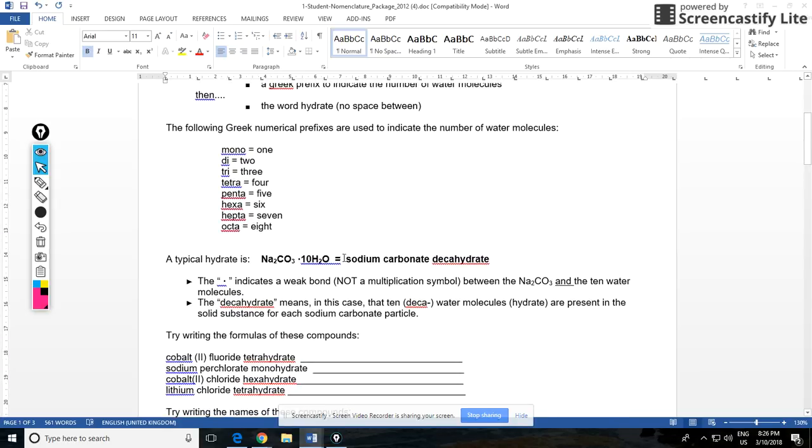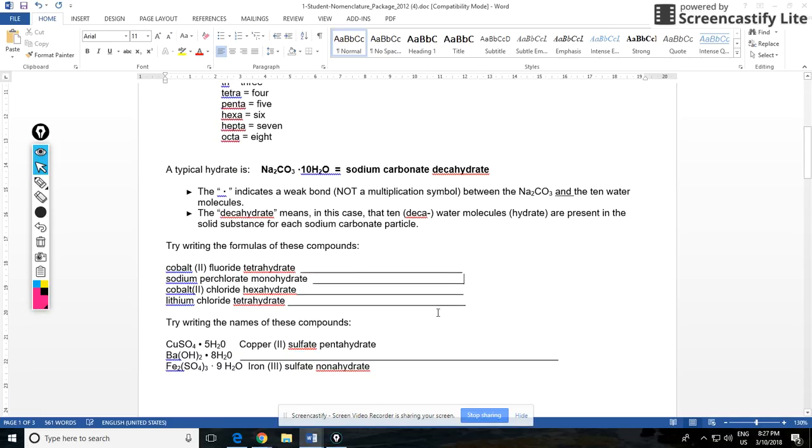If you had 10, you would use the prefix deca. So here, for example, we have sodium carbonate, so sodium carbonate, hydrate, and we chose the prefix deca for 10, decahydrate. So notice you're not using the Greek prefix for the ionic compound itself. You're just using it to represent how many water molecules are attached to your compound.